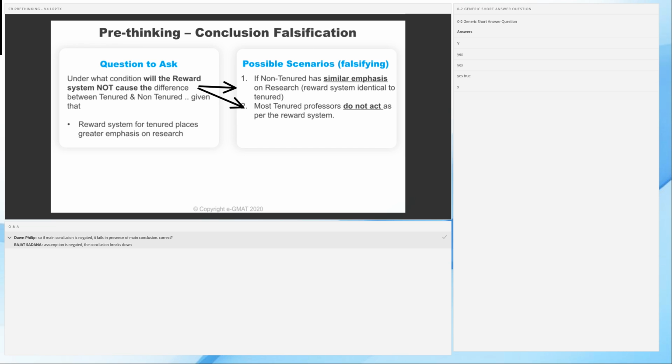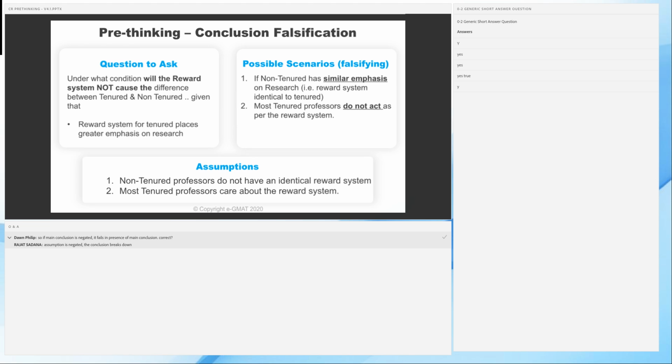Remember, the facts in the argument are still true. We are not saying that professors do just as good a job as lecturers. What we are really saying is, we agree that professors don't do as good a job. It's just that you can't blame the reward system for it. Now, if these scenarios break my conclusion down, then my assumptions are that these scenarios are not possible. Non-tenured faculty cannot have an identical reward system, and most tenured professors should care about the reward system.